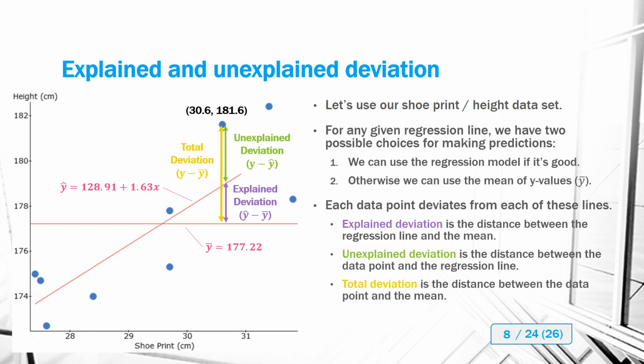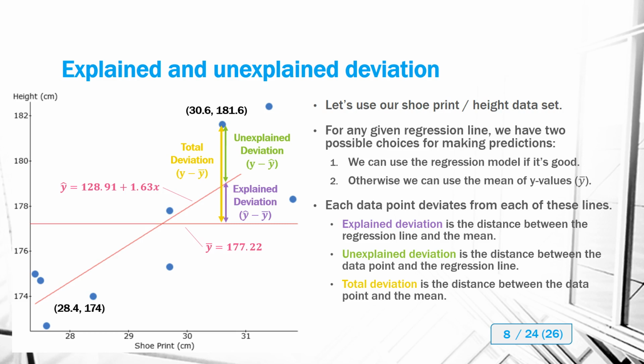The total deviation is just the distance between the data point and the mean. Or, as you can see from the graphical explanation on the scatter plot, the total deviation is the sum of the unexplained and explained deviations. We add them both together and we get total deviation.